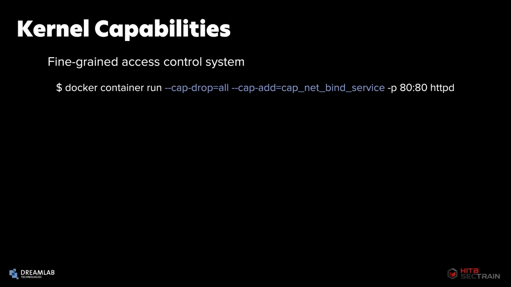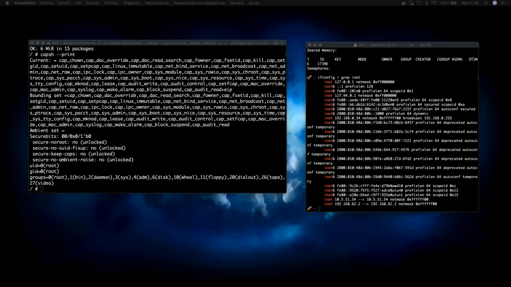You might wonder, can we choose the capabilities that will be enabled? And the answer is yes. Docker supports the addition and removal of kernel capabilities. It allows us to make a fine-grained access control system, which is very, very interesting. Let's see an example. I will show this also in a live demo because it's actually very interesting to see.